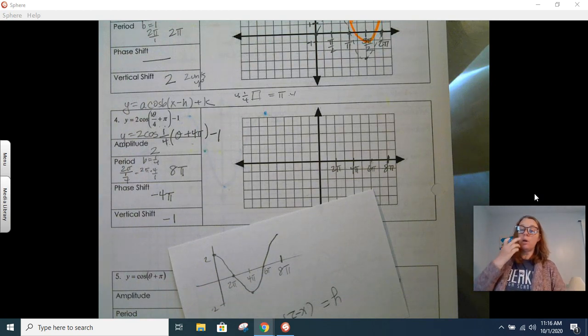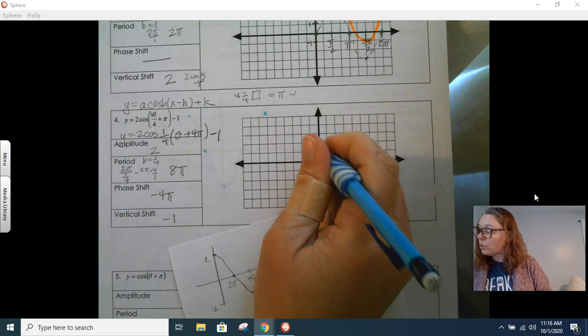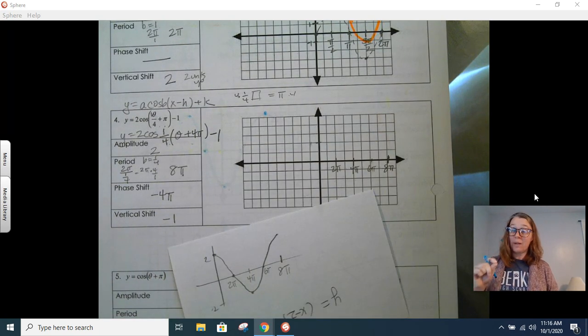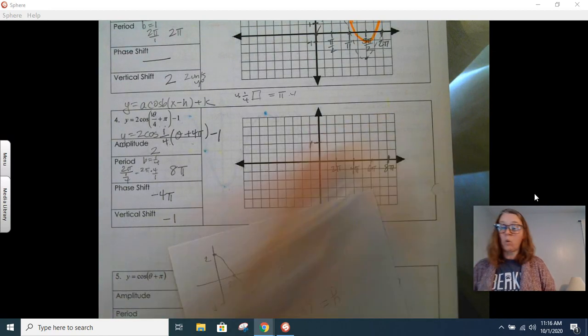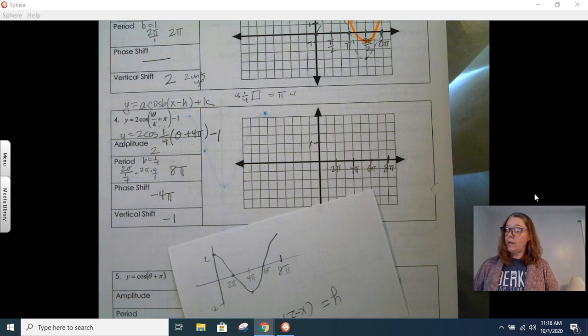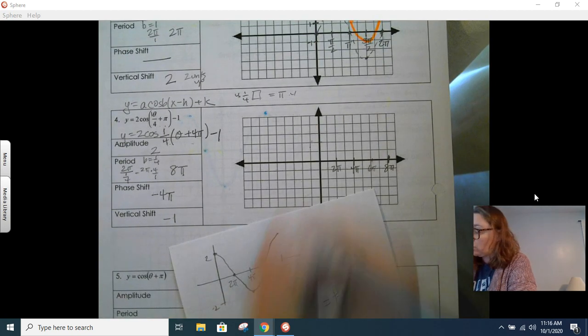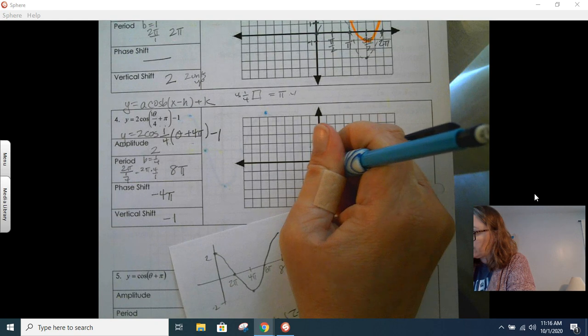Some people are like, well, I'm going to say every 2 spaces is 1, and you go off the graph a little bit, but you just have to be careful when you do that vertical shift. If you say that's 1 there, and you have to shift down -1, that means you're actually moving 2 spaces down, and sometimes people forget that, so just be careful. I am just going to stick to going by ones.